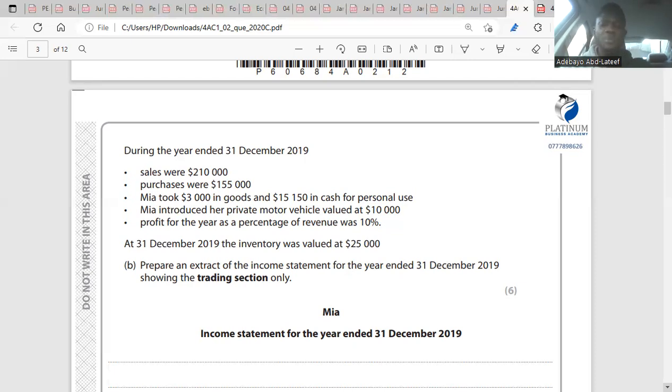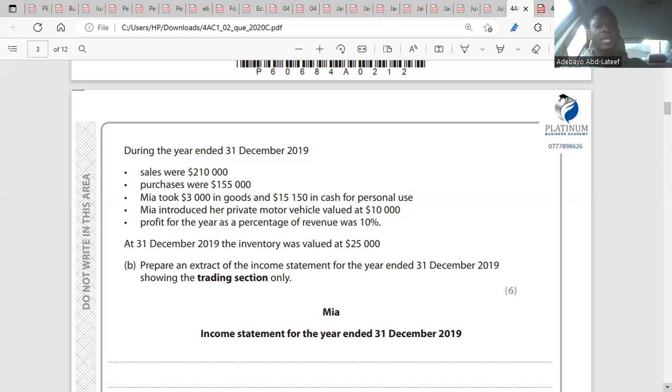When I'm preparing the income statement, you get to understand. So these are the additional informations we have. They said Maya introduced a private motor vehicle valued at $10,000. That's capital introduced, so that's additional equity. We call it additional equity.